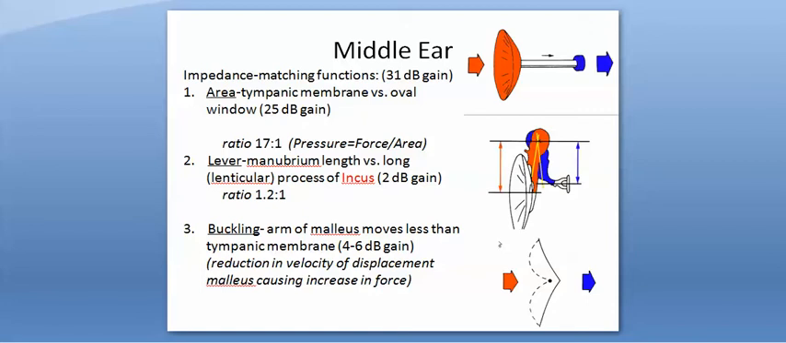And then lastly, we have this buckling of the tympanic membrane. The tympanic membrane doesn't move equally throughout the whole TM. Where the head of the malleus is embedded within the tympanic membrane, that part doesn't move as well. Because it doesn't move as far, all of that force that would be used to move the tympanic membrane really far, like the rest of the membrane that doesn't have the head of the malleus embedded in it, is then transferred into moving the ossicular chain. So that gives us another 4 to 6 dB gain.